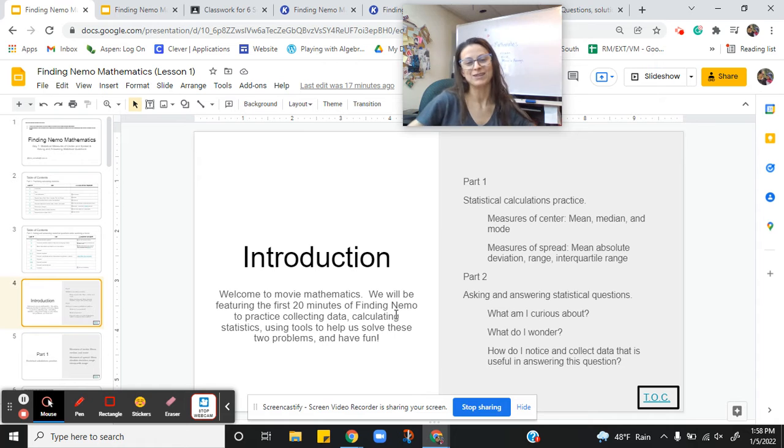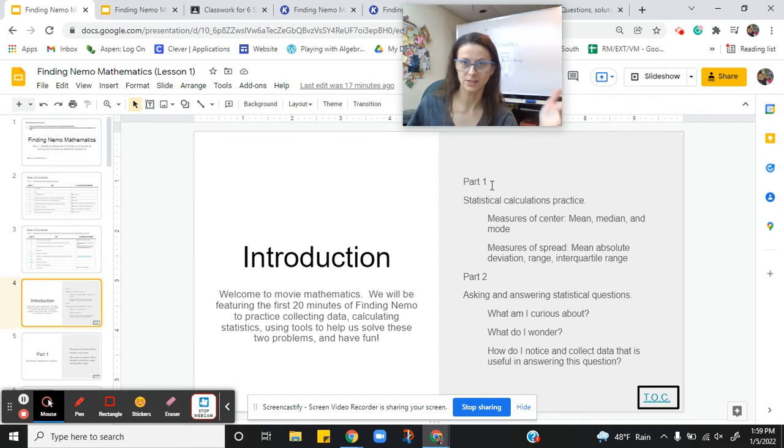Welcome to Movie Mathematics. We will be featuring the first 20 minutes of Finding Nemo to practice collecting data, calculating statistics, and using tools to help us solve these two questions we have: how do we collect data, and how do we take that data and do some cool things to it using mathematics, and then what does that mean for us? So those are the problems. It's like asking a question, how do we collect the data for that? And then once we have it, what does it tell us?